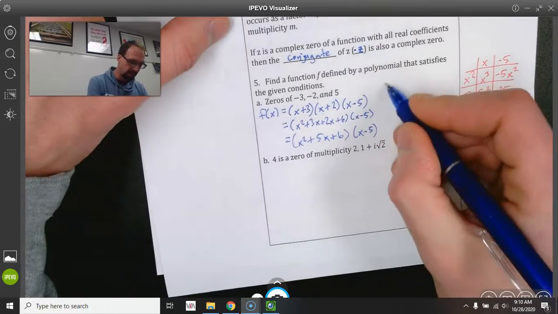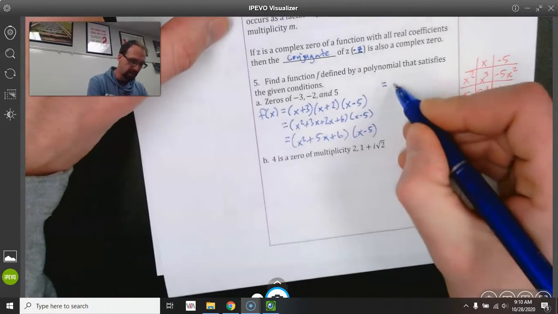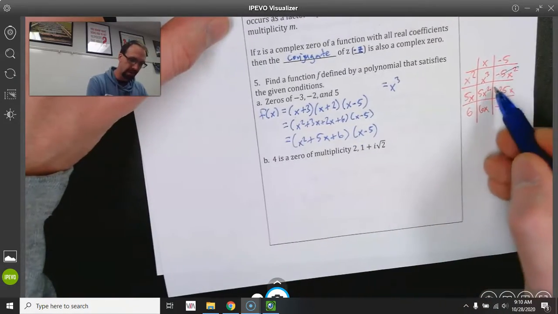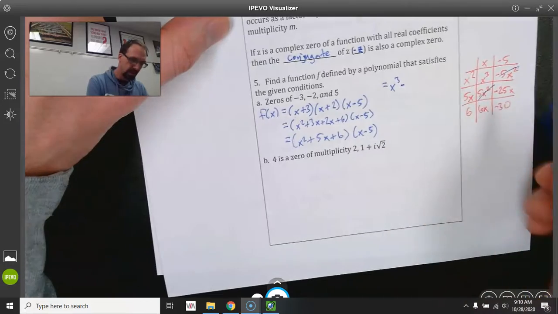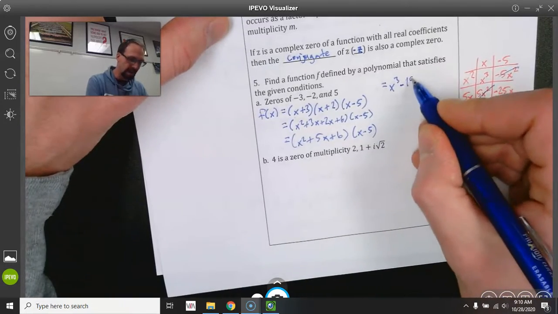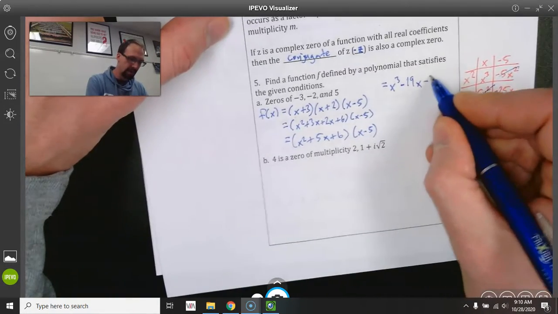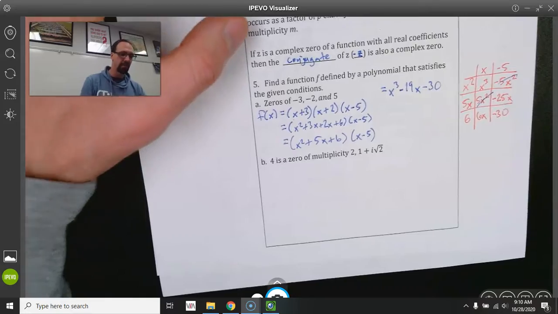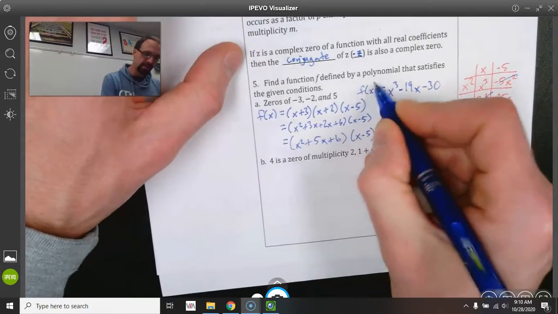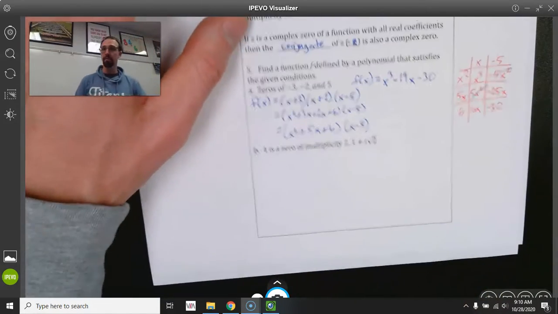So I get for my final result the polynomial x cubed. Now these two canceled out completely. And then I have minus 19x if I combine those two together, and then minus 3. So that's my polynomial that satisfies these conditions of those zeros.